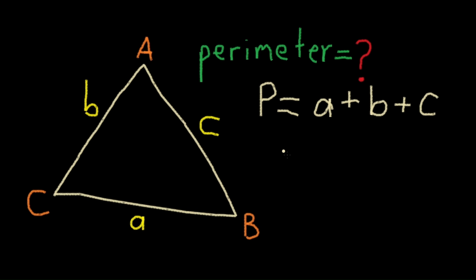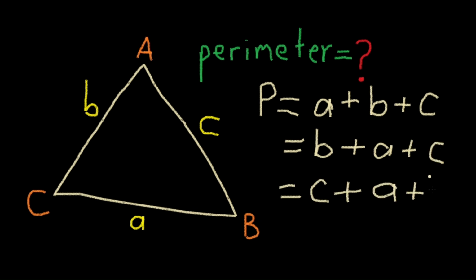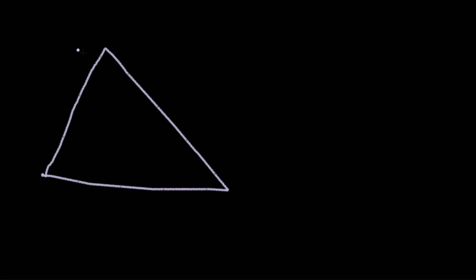The order in which you add the sides doesn't matter here. It could be B plus A plus C or C plus A plus B. The order is unimportant. The only thing that's important is that you add all the sides together to find the perimeter. Now, let's do an example.